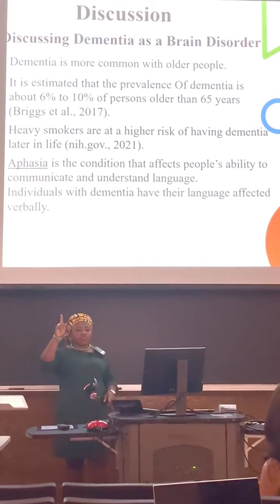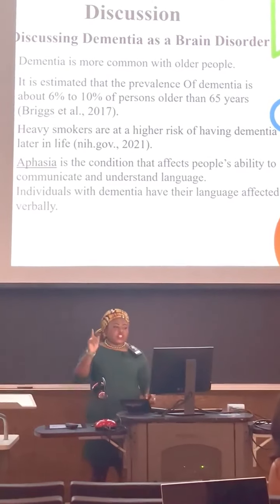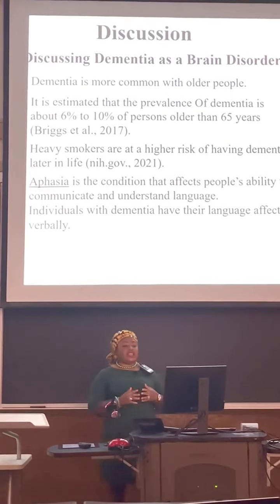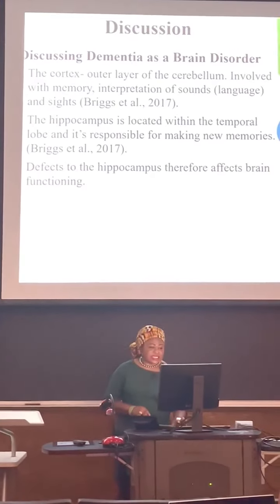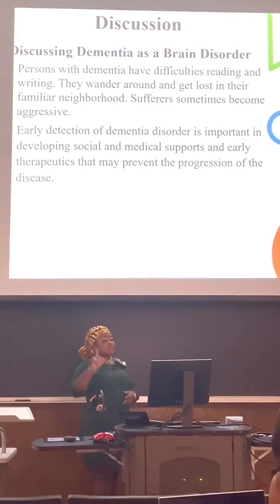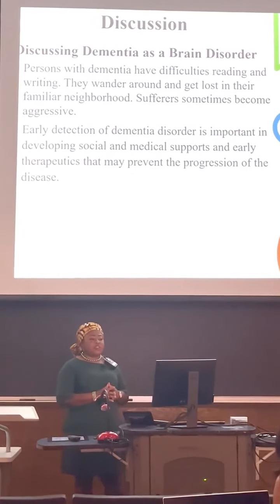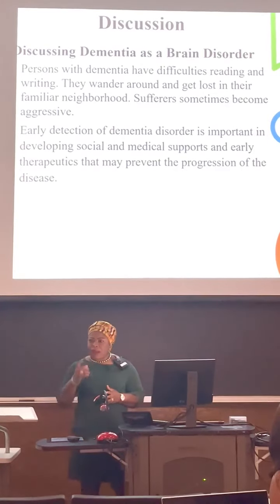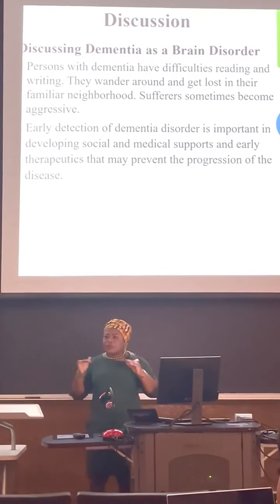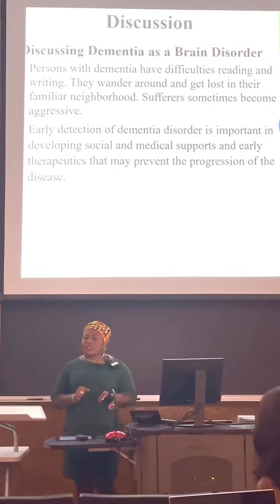It's estimated that the prevalence of dementia is about 6% to 10% of persons older than 65 years and above, and heavy smokers are at risk. Aphasia is the condition that affects people's ability to communicate and understand language. Patients with dementia have difficulties reading and writing, like we talked about. They wander around and get lost in a familiar neighborhood. Sufferers sometimes become aggressive. So if your grandmother has dementia and they frighten you, and you're screaming, "Grandma, stop!" No, forgive them. They are in their own world. They don't get it. The hippocampus is affected.